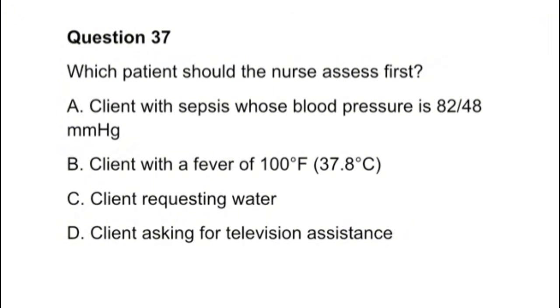A. Client with sepsis whose blood pressure is 82/48 mmHg. B. Client with a fever of 100 degrees Fahrenheit, 37.8 degrees Celsius. C. Client requesting water. D. Client asking for television assistance.